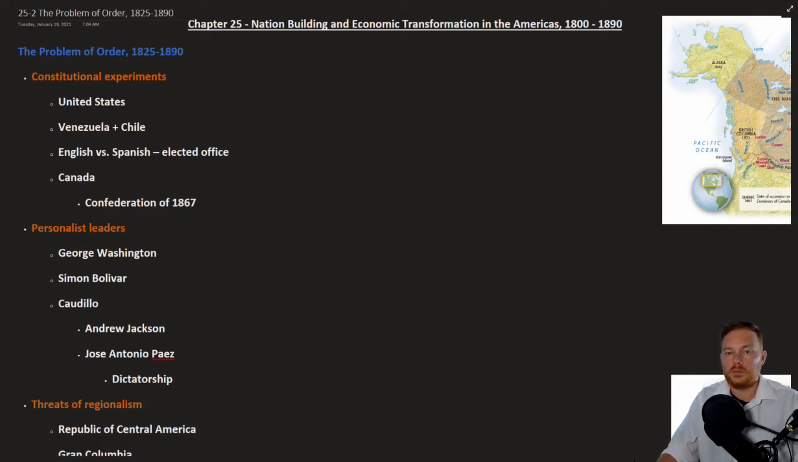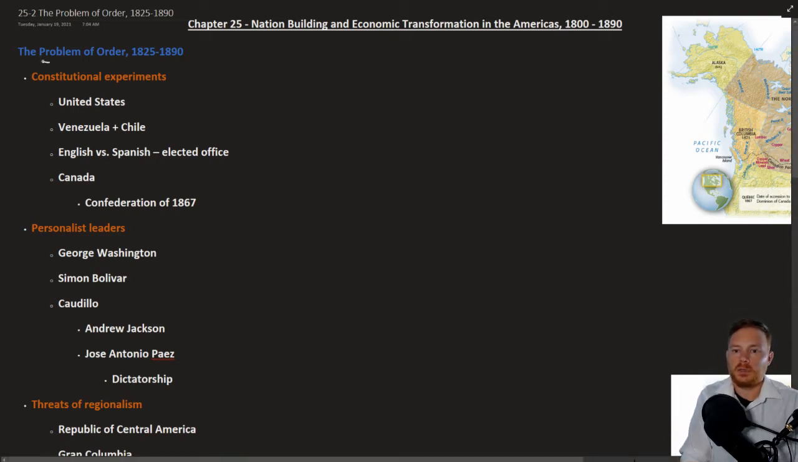All right, we got The Earth and Its Peoples by Richard Bulliet, Chapter 25, Section 2, The Problem of Order, 1825 to 1890. So we're looking at primarily the problem of order. We really mean governments in the Americas. So that would be North and South America.